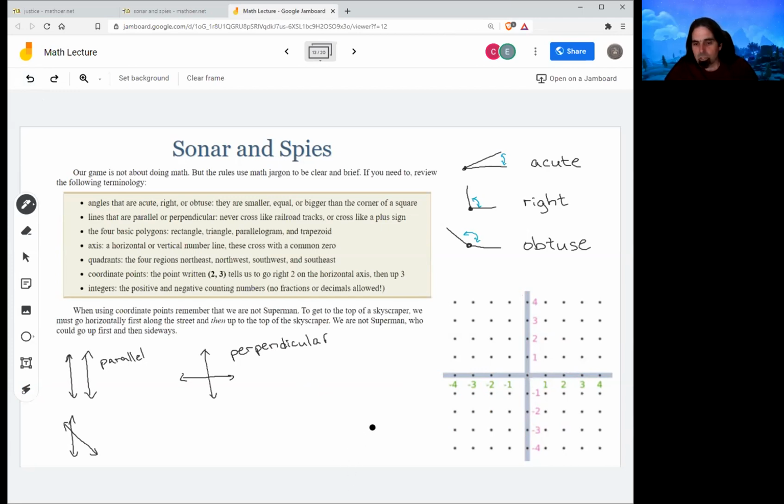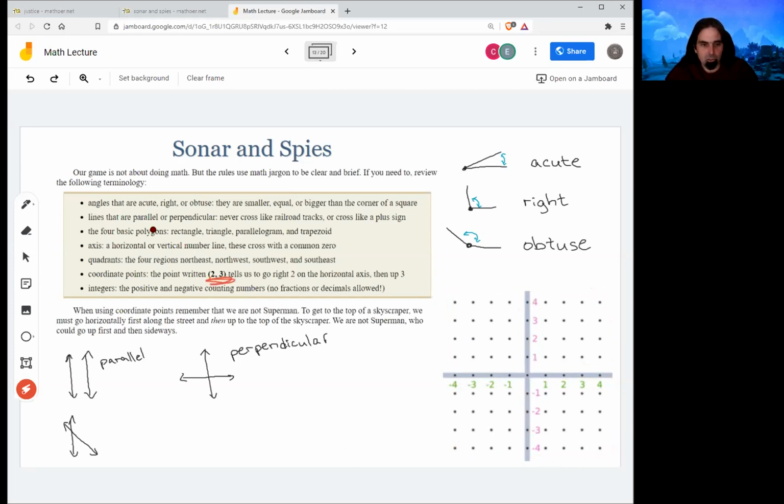There are 4 quadrants. So this section is one of the quadrants. This is another quadrant. This is another quadrant, and that's another quadrant. So it's just sort of which corner you are in of your 4 axes.